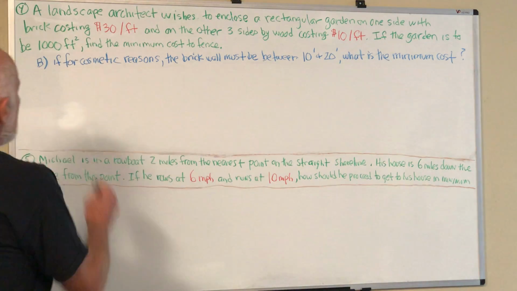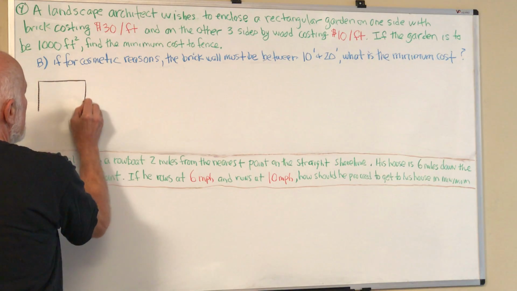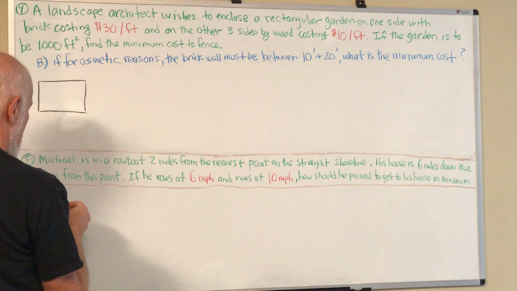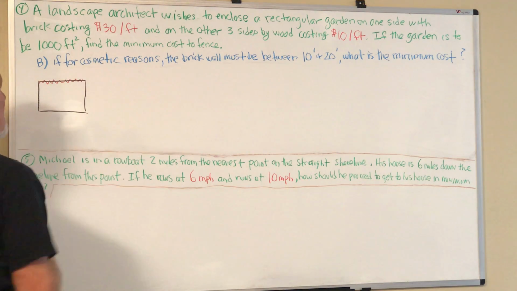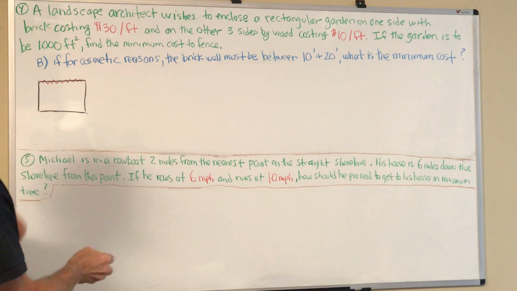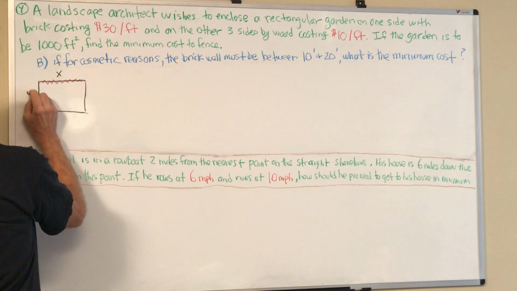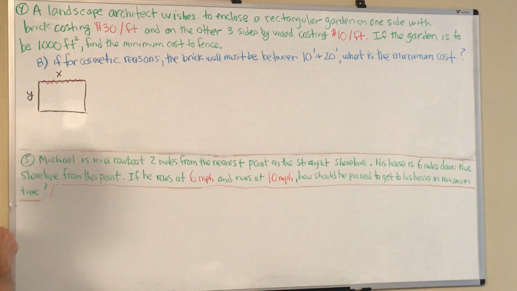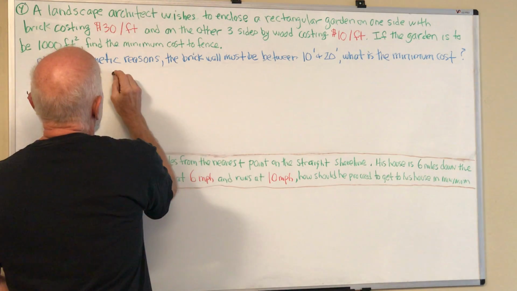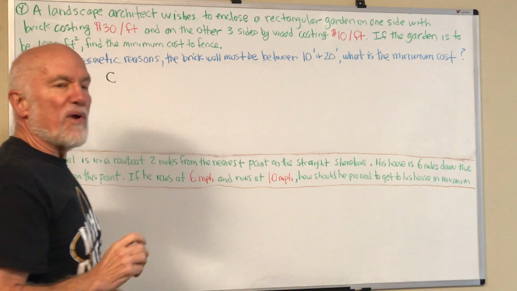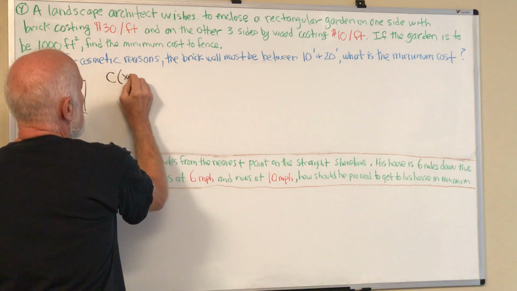So probably be a good idea to make a little picture of your garden. You could put the brick on this side. And what are the dimensions in your garden? 2 dimensions, X and Y. And what we're trying to do is minimize cost. So our dependent variable probably could be C, and it depends on the 2 dimensions that you pick.